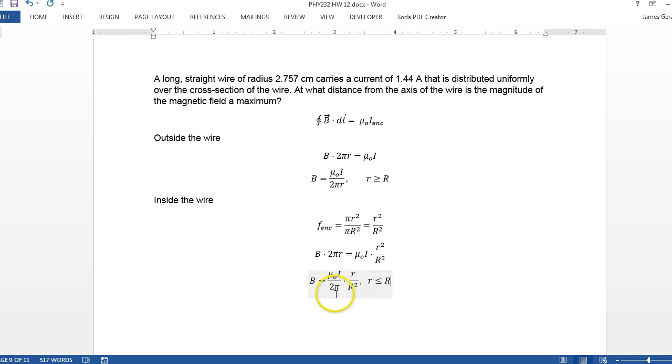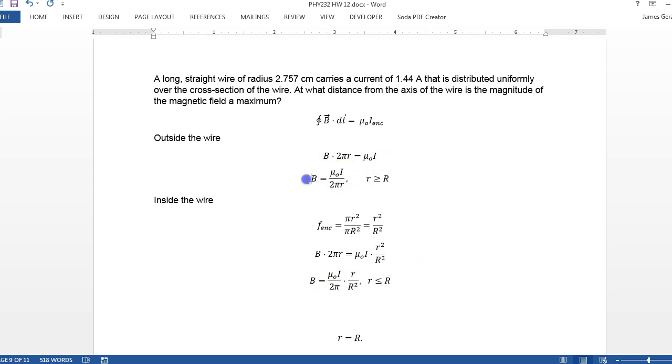Fortunately, at that boundary, both of these equations give us exactly the same thing. We don't have a discontinuity in the magnetic field. A very important feature in physics is that discontinuities are typically bad. And so what do we get for our answer for when it is a maximum, and at what distance? Well, at r equals the radius of the wire, r equals capital R. And that is the maximum point for it.